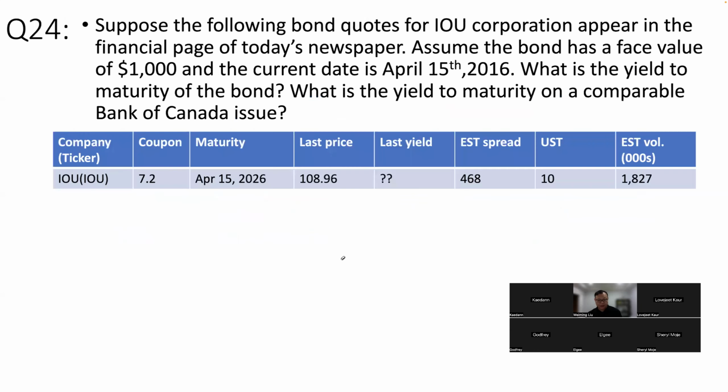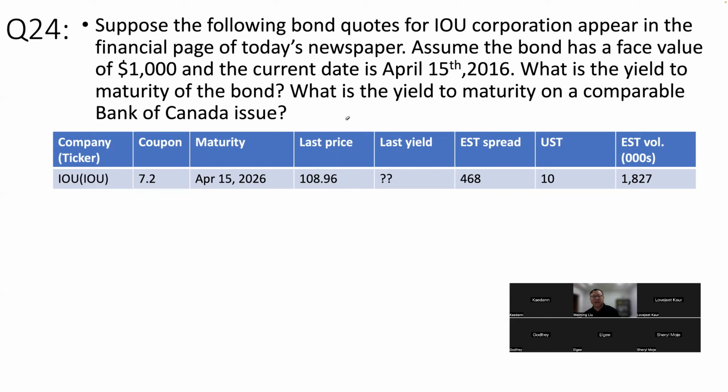Okay, so now let's take a look at question 24. Okay, this is also from the textbook. I already have the questions on the slide. Suppose the following bond quotes for IOU Corporation appear in the financial section of today's newspaper. Assume the bond has a face value of 1,000 and the current date is April 15th, 2016. What is the yield to maturity of the bond? What is the yield to maturity on a comparable Canada issue?